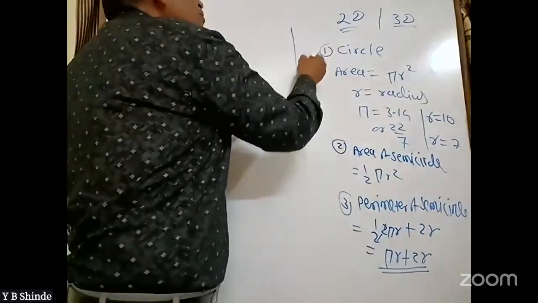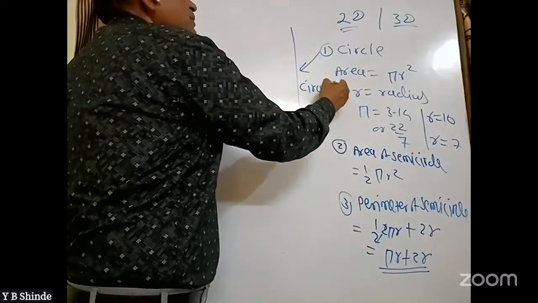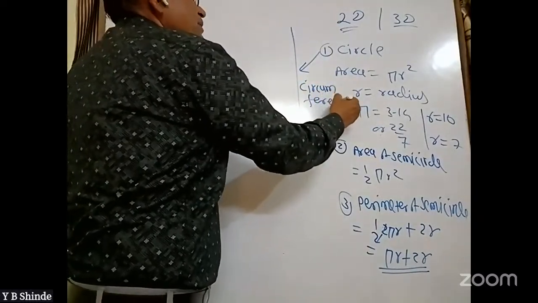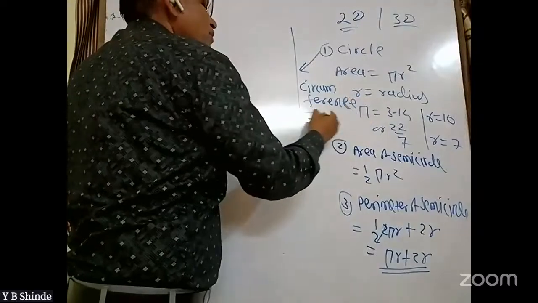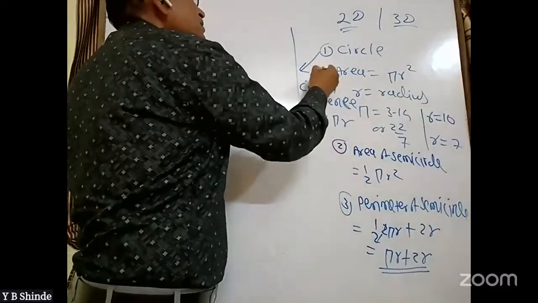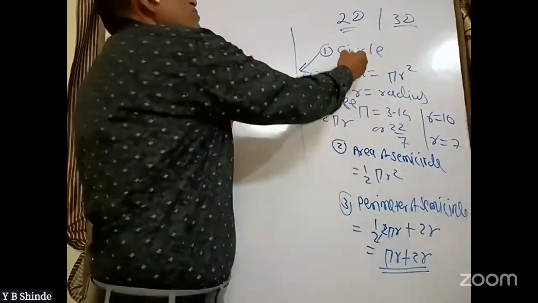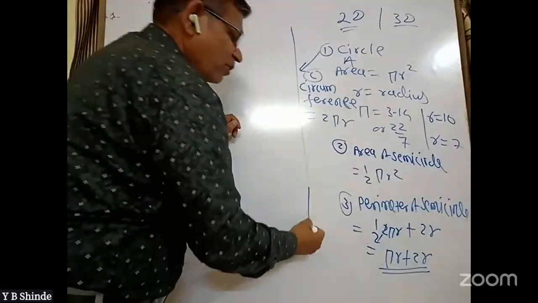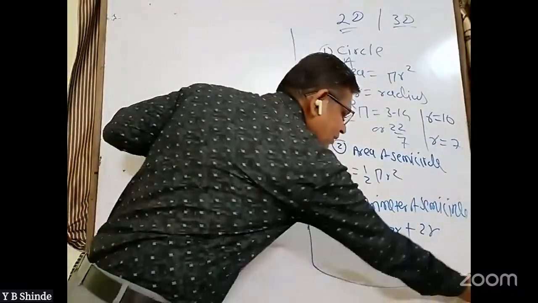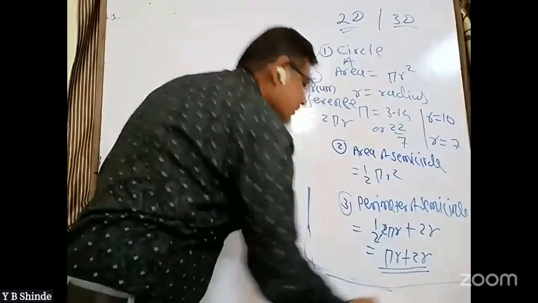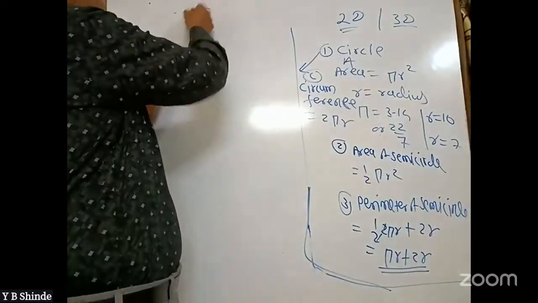What is the perimeter of circle? It is called the circumference. And its formula is what? 2 pi r. Circumference is denoted by small c. Area is denoted by a. Now it was about only the circle. Now which are the things related with circle? The first thing is the sphere.